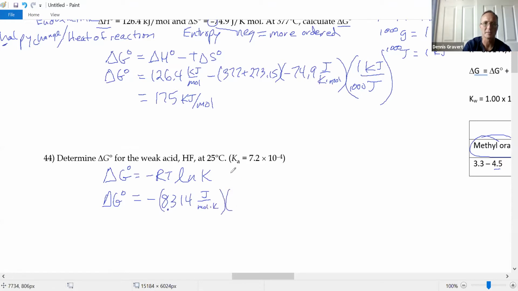Times temperature. Do we have a temperature? Well, in Celsius we do. So if they add 273, which is 298, if you want to put the 15 in there, you can. That's what the number is on the top of the answer of the exam. And then natural log of the K, which is 7.2 times 10 to the minus 4. Not 14, oops, 4.